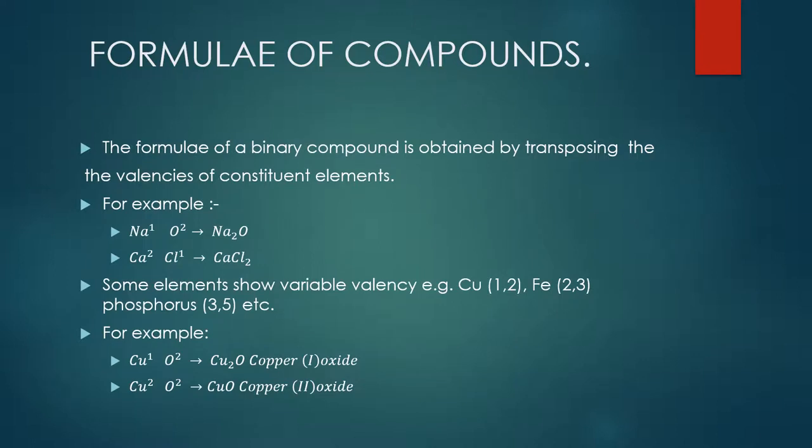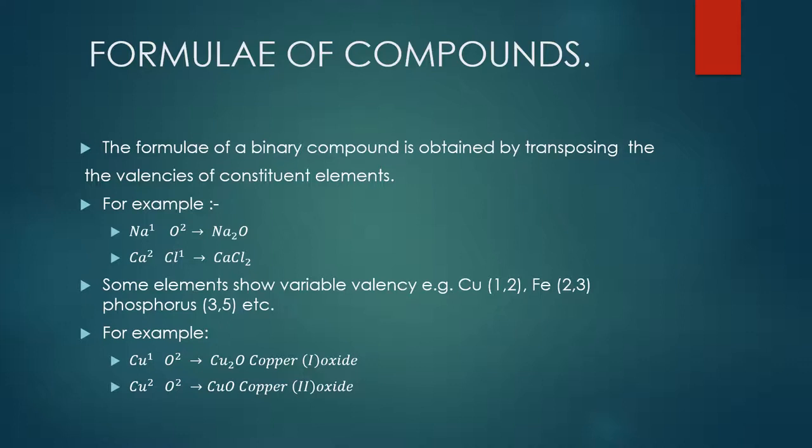Now we will learn how to write the chemical formula of compounds. The formula of a binary compound is obtained by transposing the valencies of the constituent elements. For example, in the case of sodium oxide, sodium carries a valency of 1, oxygen carries a valency of 2. When you transpose the valencies, you get the chemical formula Na2O. In the case of calcium chloride, calcium carries the valency of 2, chlorine has a valency of 1. When you transpose their valencies, you get the chemical formula CaCl2.